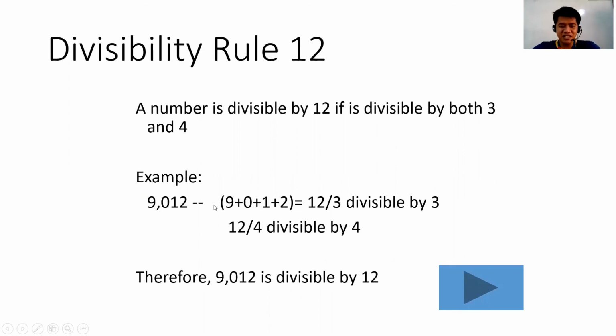Let's answer this. 9,012, is it divisible by 3? Let's add 9 plus 0 plus 1 plus 2 is equal to 12. 12 divided by 3 is equal to 4 without any remainder. So therefore, 9,012 is divisible by 3. Now, titignan natin ang last two digits, which is the rule for divisible number 4. 12. 12 is divisible by 4. Very good. So therefore, since it is divisible by 3 and it's also divisible by 4, 9,012 is divisible by 12. Naintindihan ba?